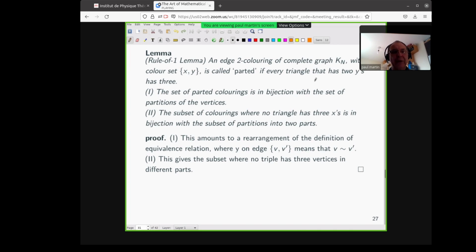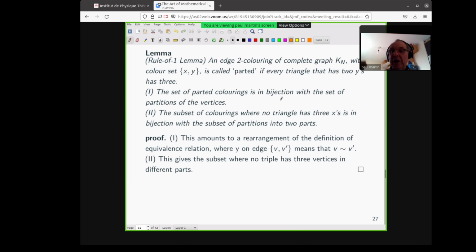So, okay, in 2 of the 4 minutes available to me, a key lemma is this one, an edge coloring, so that's a coloring not of the vertices but of the edges of the complete graph Kn with a color set, and choose any symbols you like. I've chosen X and Y because I want to use them sometimes for my slashes and sometimes my 0 labels. It's called parted if every triangle that has 2 Ys has 3. So in other words, there's no triangle that has exactly 2 Ys. The reason that I'm quoting this lemma at you is because it means that the set of parted colorings is in bijection with the set of partitions of the vertices.